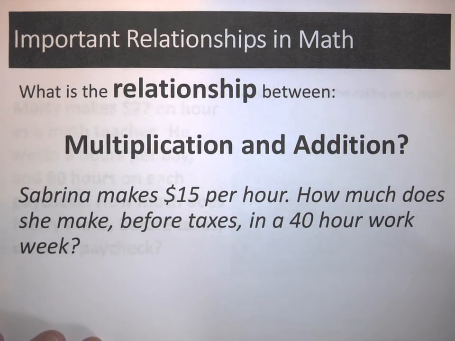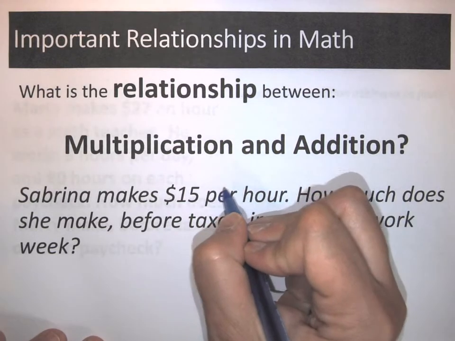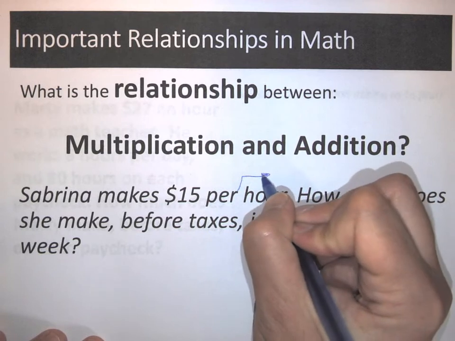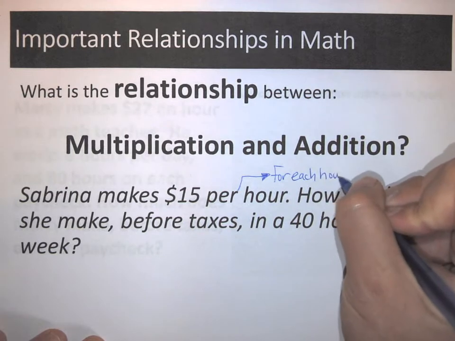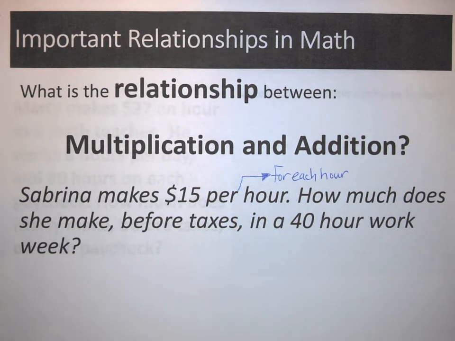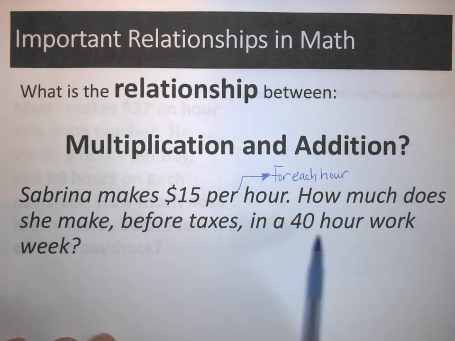Okay, so there are actually 2 ways that we could approach this, and this is going to show us the relationship between multiplication and addition. Sabrina makes $15 per hour, and this is a very important math word, which means for each, and in this case it's for each hour. So for example, if I say that I'm driving at a speed of 60 miles per hour, that means in 1 hour I'll cover a distance of 60 miles. In 2 hours I would cover a distance of 120 miles, because it's for each hour. So Sabrina makes $15 for each hour that she works. How much does she make before taxes in a 40-hour work week?